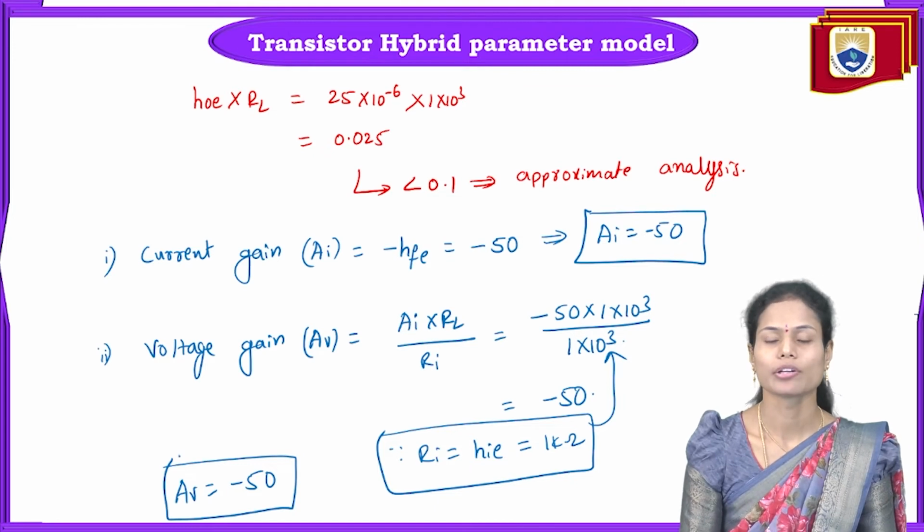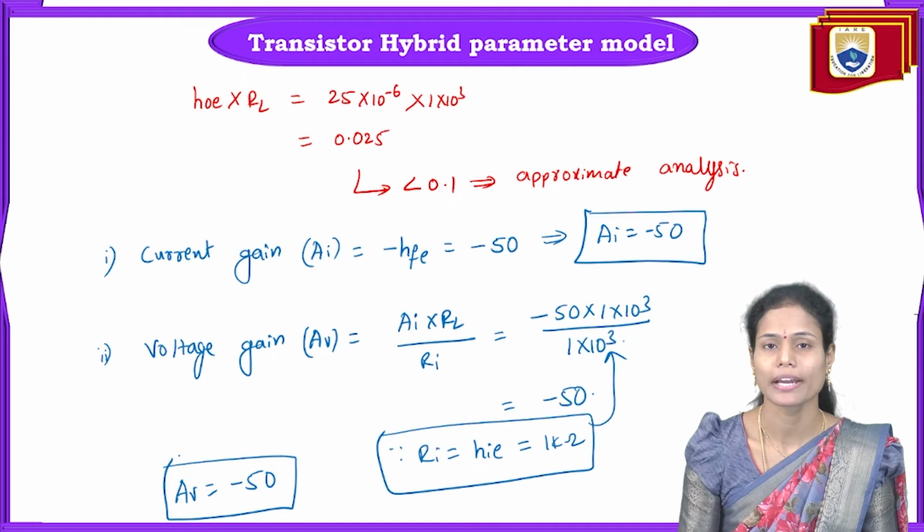So both the current and voltage gains are minus 50 here. Why are we getting the minus sign here? In the common emitter configuration, the output voltage has a 180 degree phase shift with the applied input signal. So that's why we always get the negative sign in the gain.